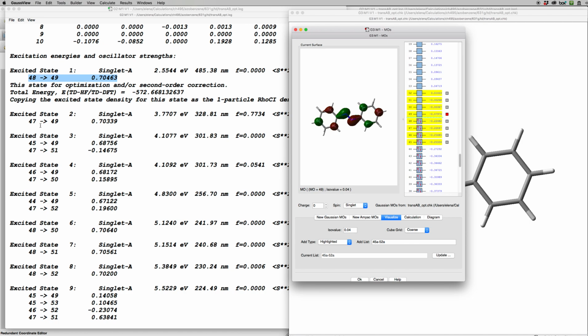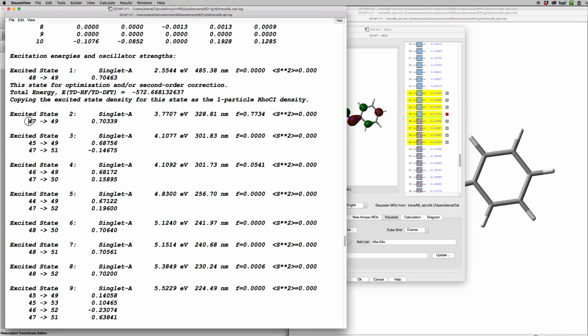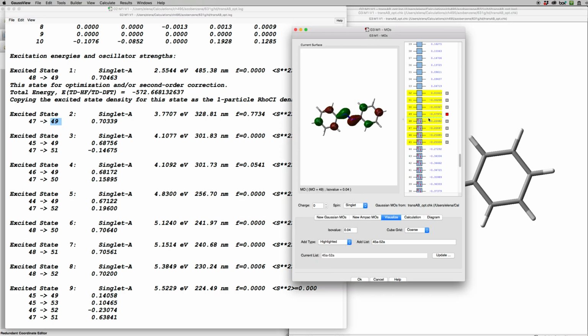How about excited state 2? Well, excited state 2 originates from orbital 47 going to orbital 49. So I display orbital 47, and this is a pi orbital. Okay, so this is a pi system, and this is actually a pi bonding orbital with respect to nitrogen-nitrogen bond. So this transition will be characterized as pi to pi star transition.